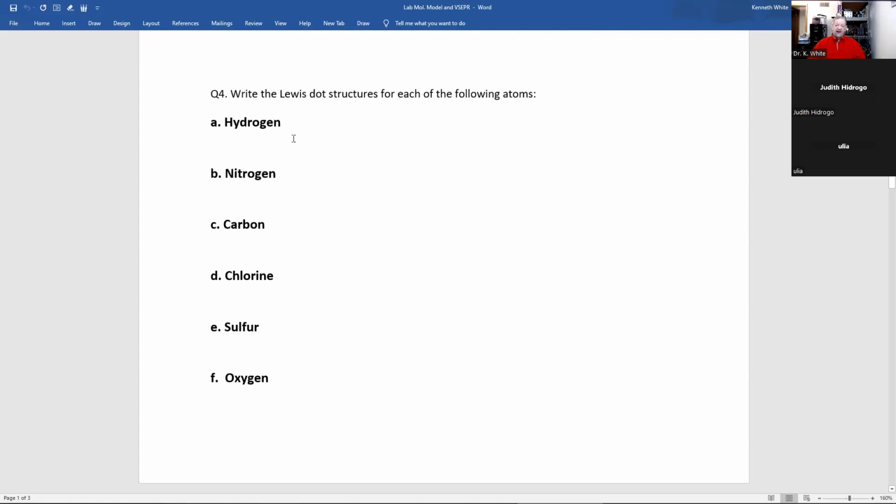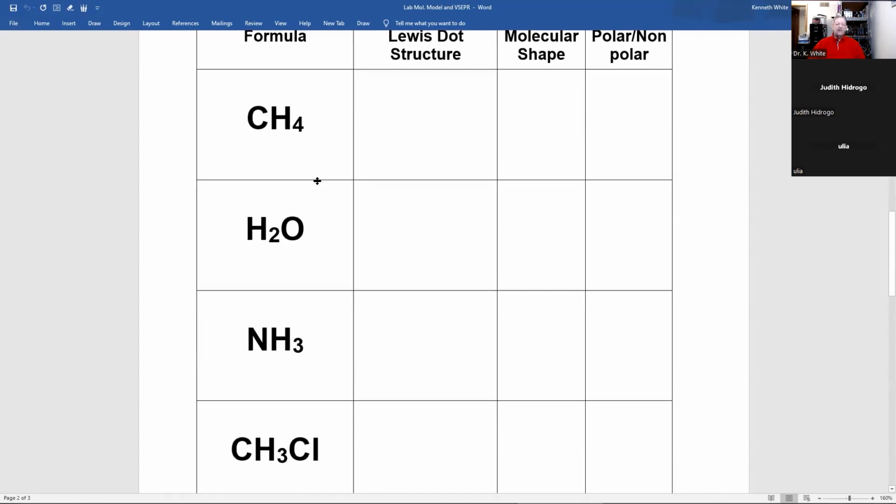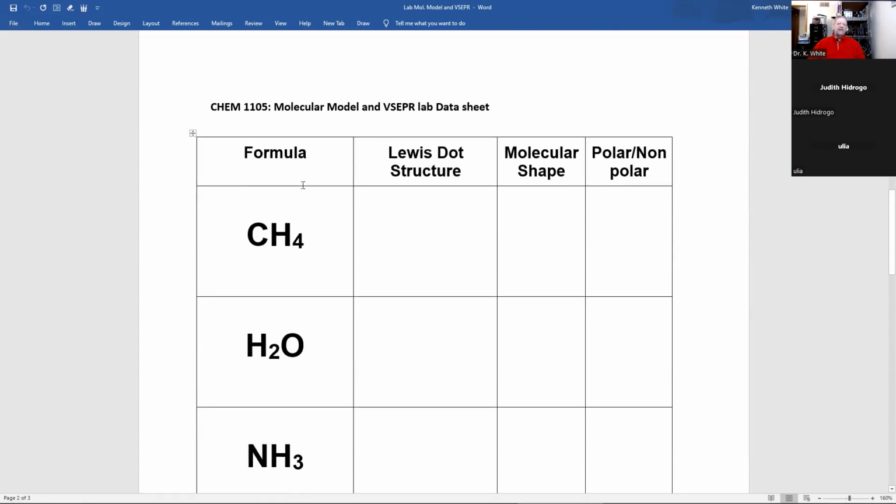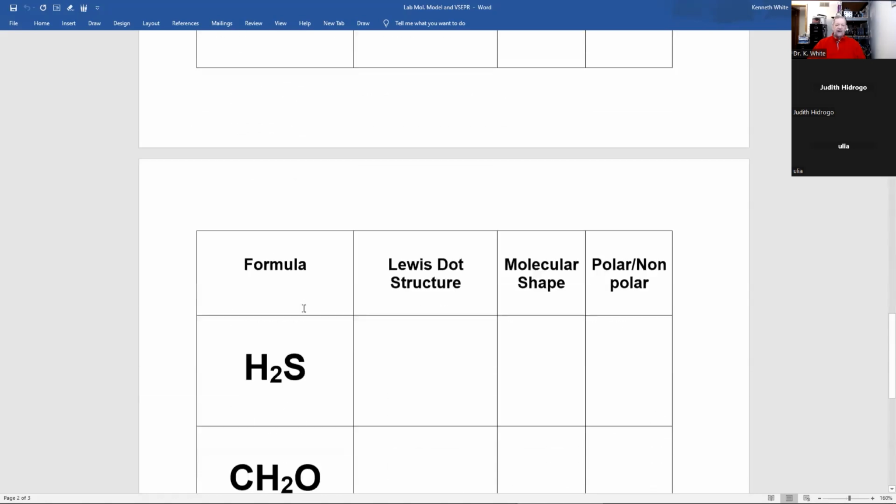Now, this we've already done for test 2: write the Lewis dot structure for each. I call it just the Lewis structures, but some people call it Lewis dot, for each of the following. Remember, Lewis structures are valence electrons. When you do that, you put 1 dot on each side of the element symbol, the chemical symbol, before you pair up. Now, here's the chart where I said you don't have to do all of them, but some of them.